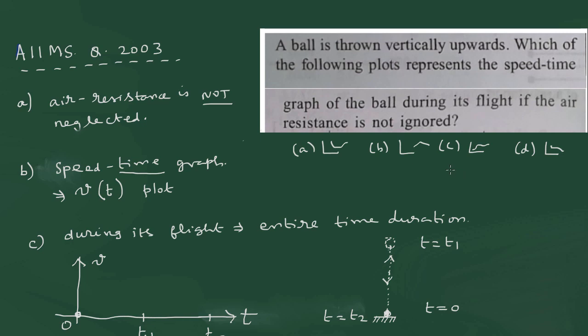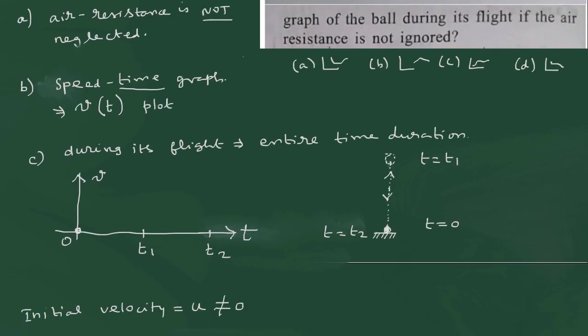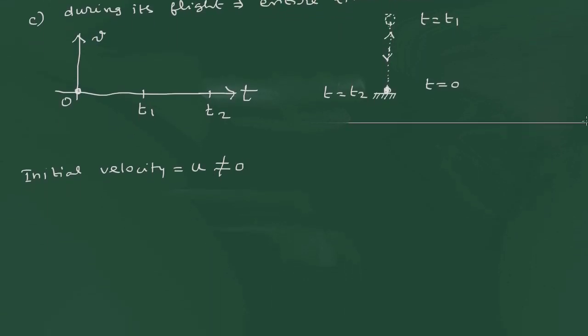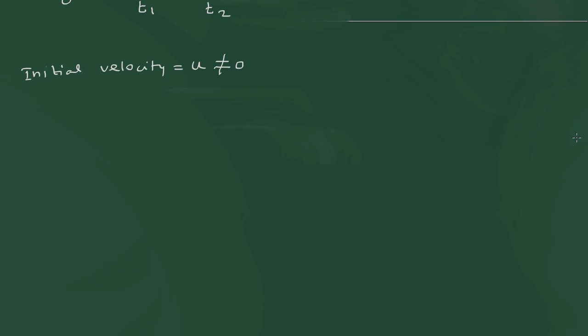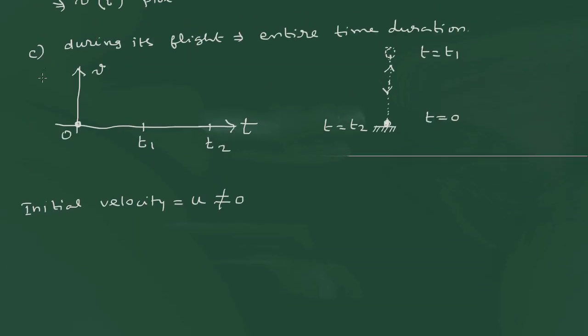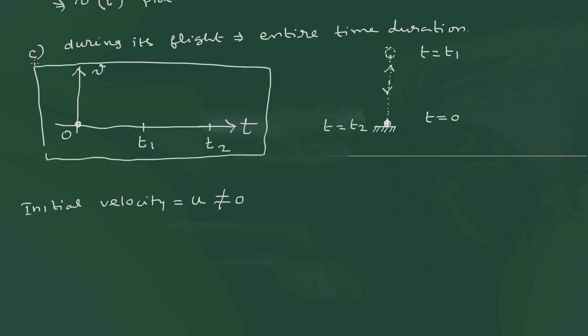We will see what type of graph will actually come. After that, we will look into the four options. So directly by looking into the options, we don't want to identify like that. That is not the procedure for problems in physics. Usually you have to understand the problem and then try to find out what the answer is. So here we have already identified the plot. It should be V versus T graph.